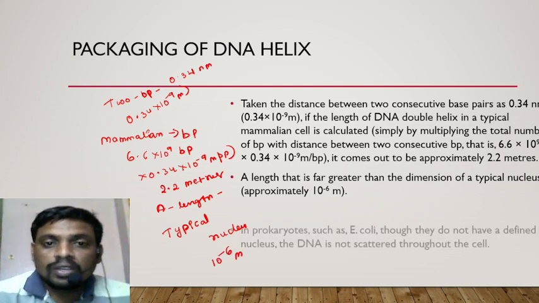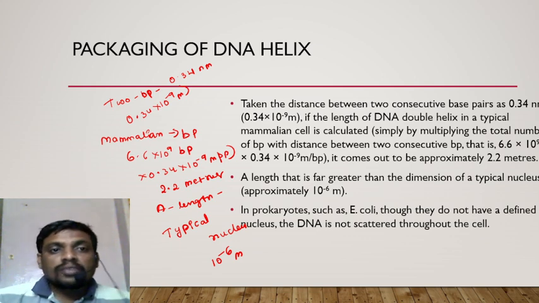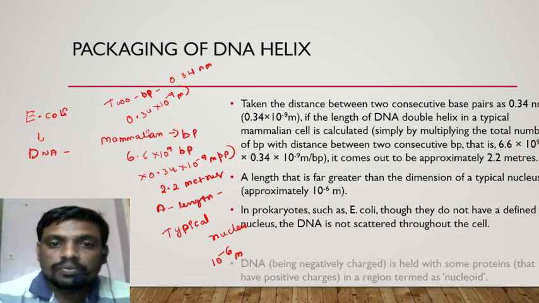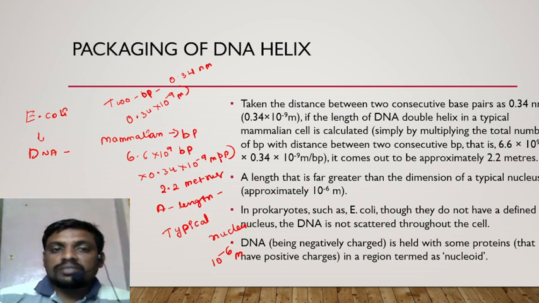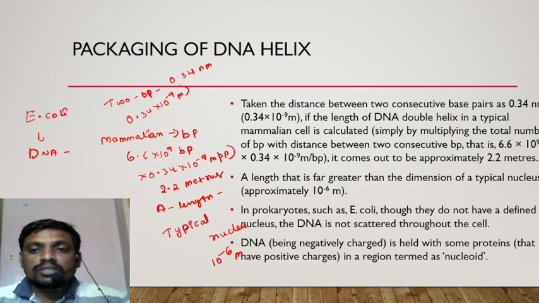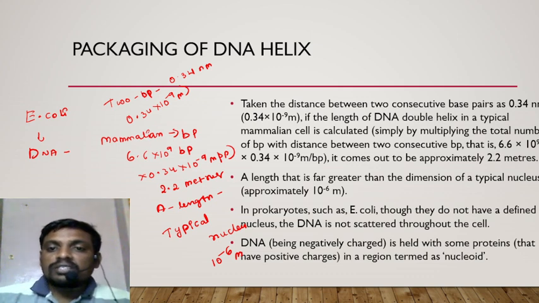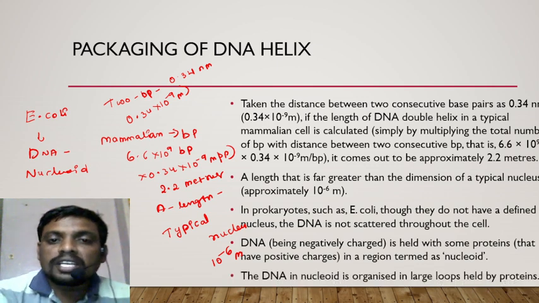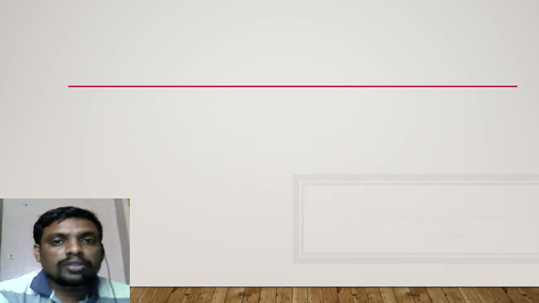Now, in a prokaryotic cell, let us take the E. coli bacteria. E. coli bacteria do not have any defined nucleus, isn't it? The nuclear membrane is absent, hence the genetic material is dispersed in the cytoplasm. The DNA, if you carefully see, is not scattered throughout the cell. DNA, being negatively charged because of phosphoric acid, is held with some proteins that have a positive charge in the region termed the nucleoid. Negatively charged DNA is wrapped around the positively charged proteins. DNA in the nucleoid is organized in large loops by proteins.